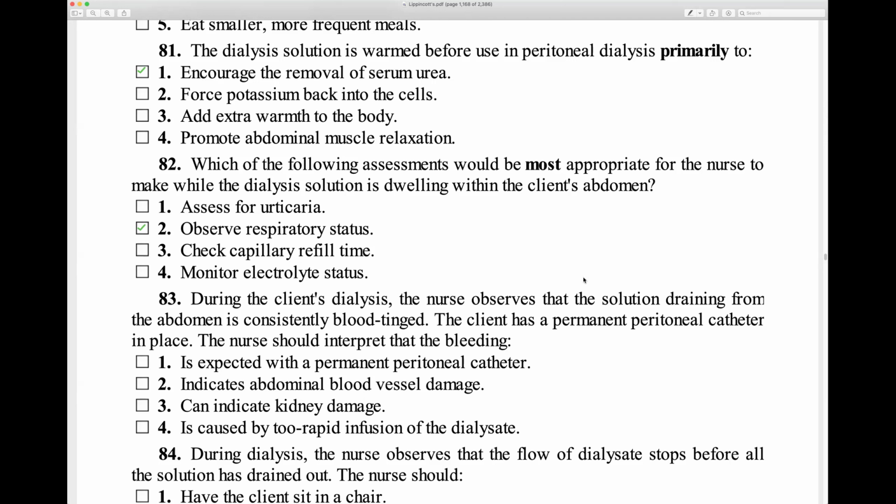Okay, question 83. During the client's dialysis, the nurse observes that the solution draining from the abdomen is consistently blood tinged. The client has a permanent peritoneal catheter in place. The nurse should interpret that the bleeding, what would you choose?